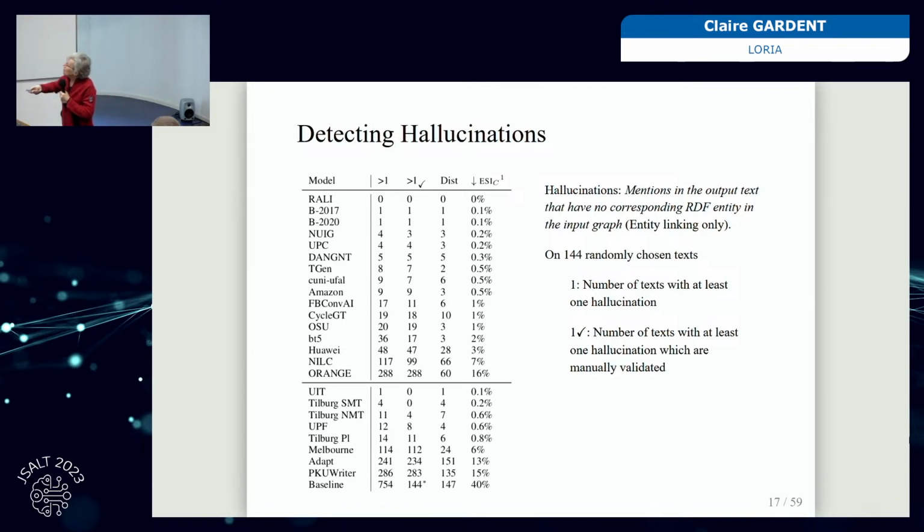And here you see again, the top part of the picture are the 2020 models, so the better models, and the bottom part, the 2017. But you see that there's still, even in 2020, so Orange was using T5 or BART, one of the, at the time, recent models, and it still has a lot of hallucination there.